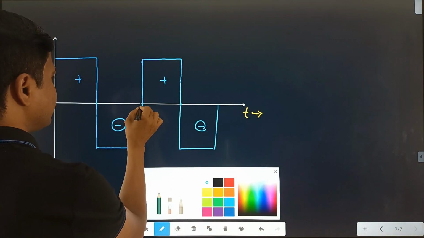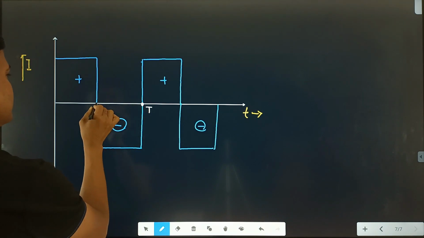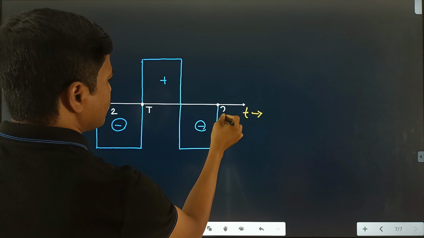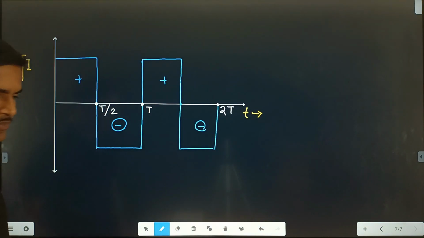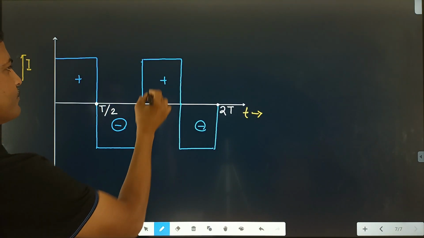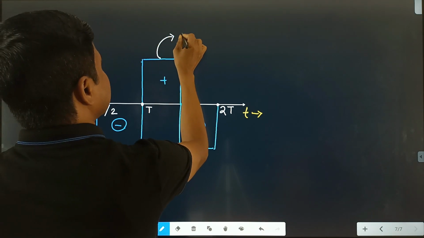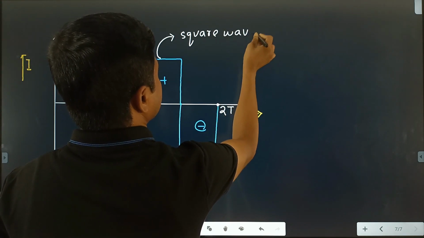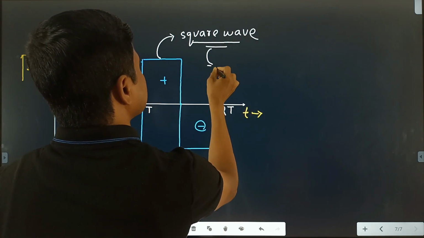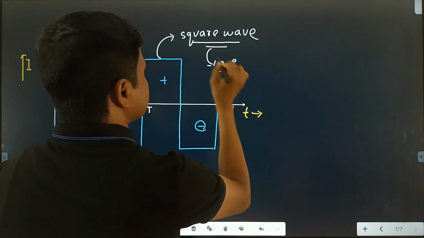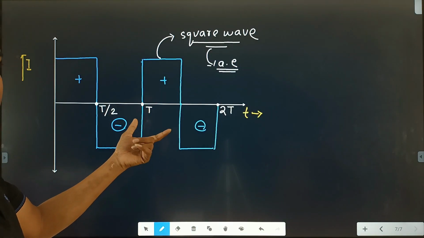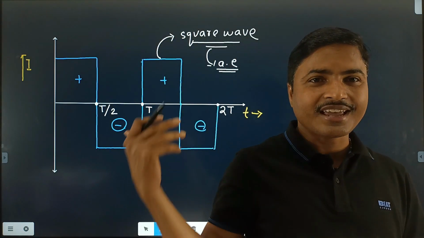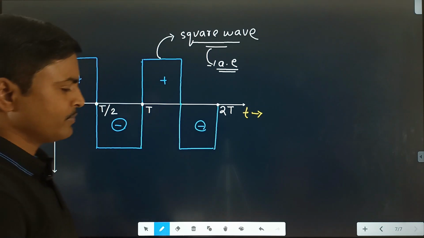And here we write this is the time period T, this is the half time period, we write T/2. At this point we write 2T, twice the time period. And this type of waveform, we call a square wave. And this is also AC, this is also alternating in nature. This is the diagram, the waveform of alternating current, but that type of wave is the square wave, clear?